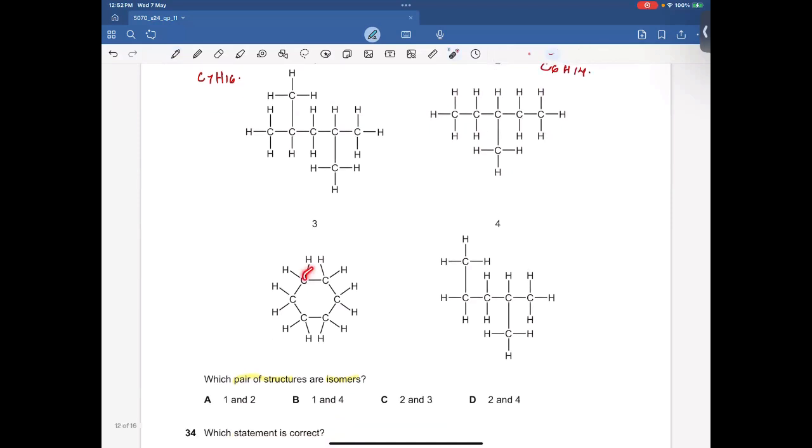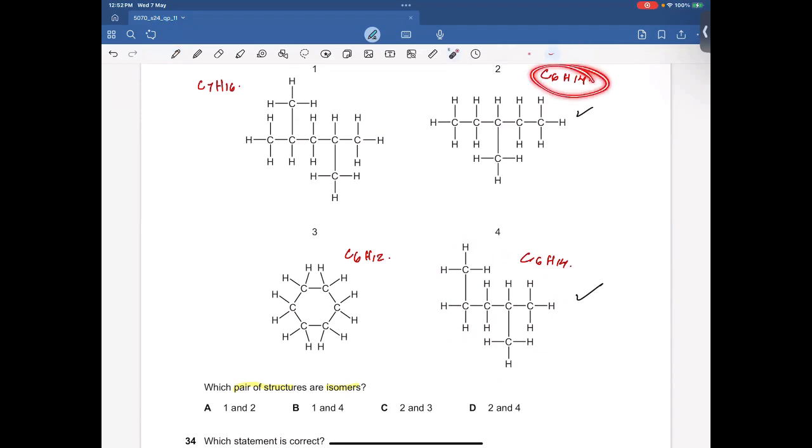Let's talk about this. 6 carbons, 12 hydrogens. Let's talk about this. 6 carbons, 14 hydrogens. सो आप नोट करें, ये दोनों एक दूसरे के आइसोमर्स हैं क्योंकि दोनों का मॉलिक्यूलर फॉर्मूला सेम है लेकिन दोनों का स्ट्रक्चर डिफरेंट है. ओके, कैसे डिफरेंट है जरा देखो.